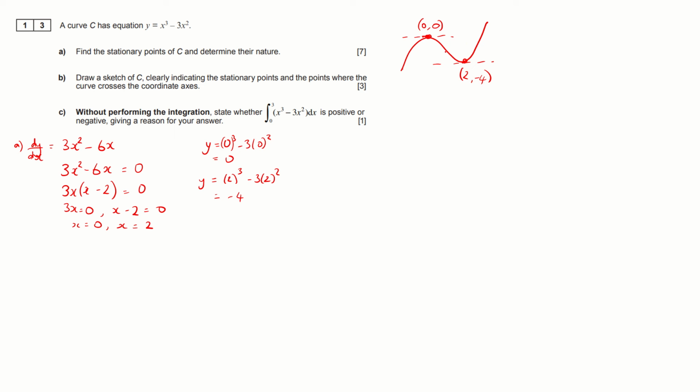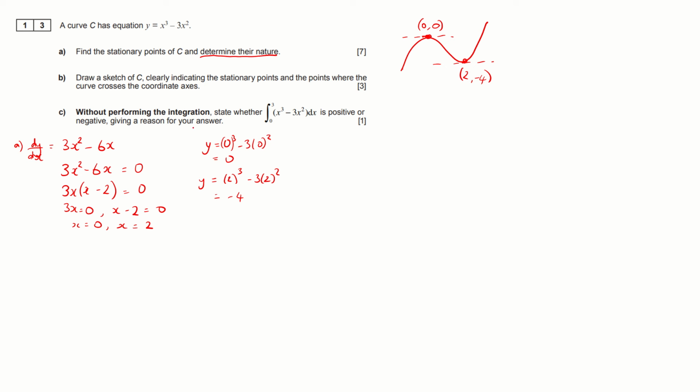I've written them in this diagram over here, but obviously you should be writing them as full coordinates in your answer. So those are the stationary points. We haven't done this bit yet where it says determine their nature. Remember, one is going to be a maximum, one is a minimum.